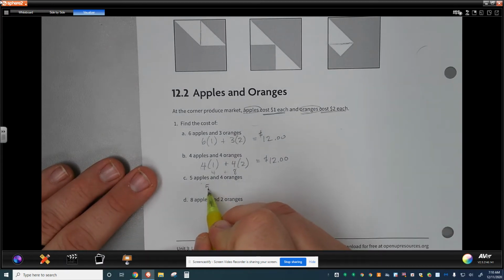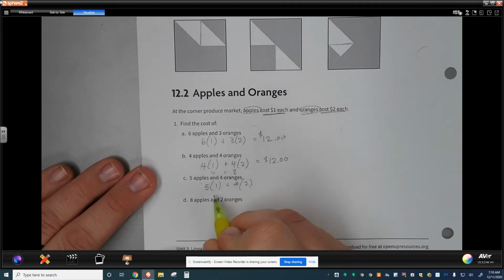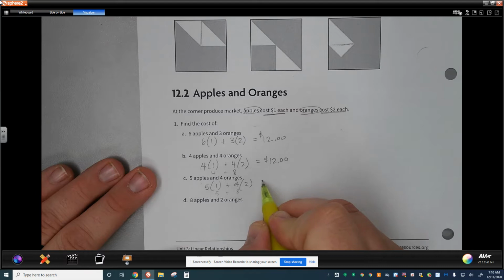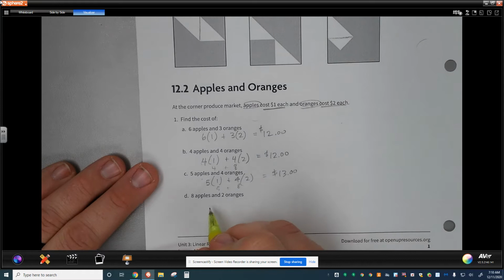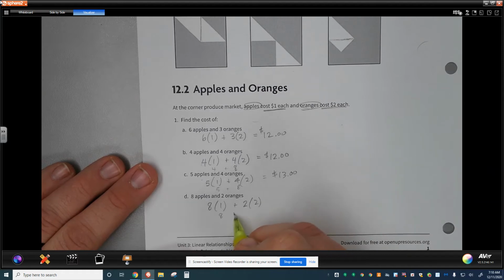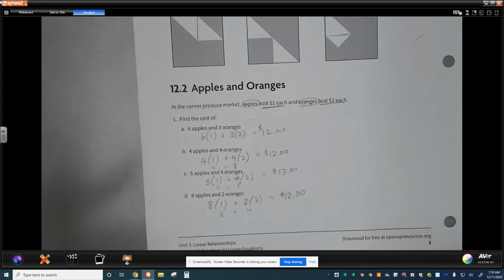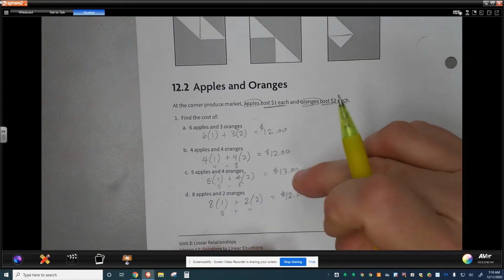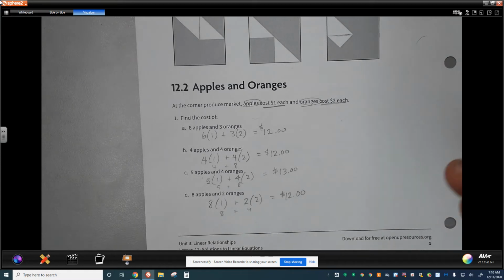We talk about 5 apples, again at $1 each, plus 4 oranges at $2 each. So we have 5 and 8, which is a total of $13. Then we have a total of 8 apples. So 8 times 1 plus 2 oranges times 2, which is 8 plus 4. So we have, again, a total of $12. So you can see there's a lot of different ways in this one to get $12, but there's also ways to get more than $12, possibly even less than $12. That's going to come back to us here in just a little bit.